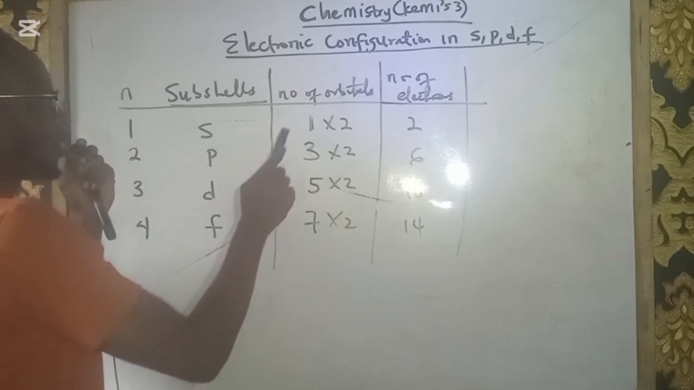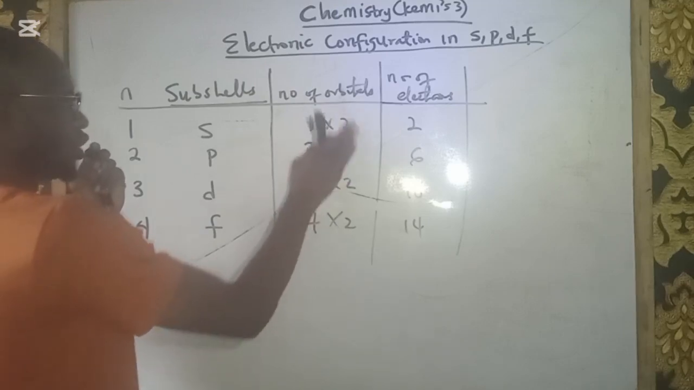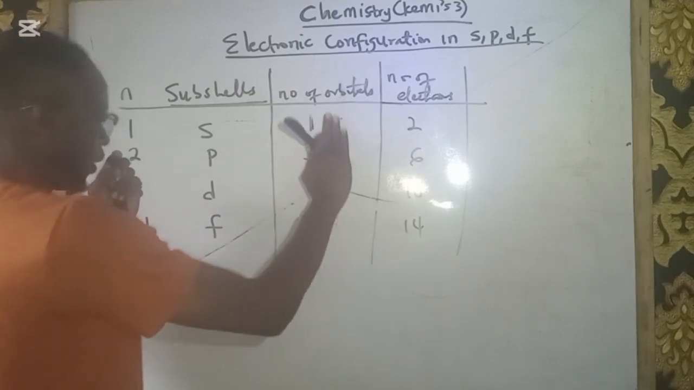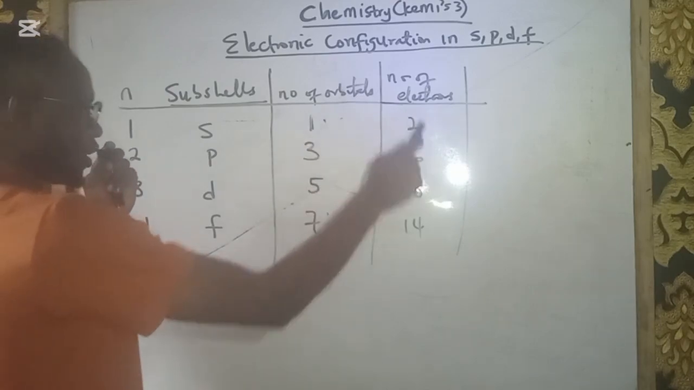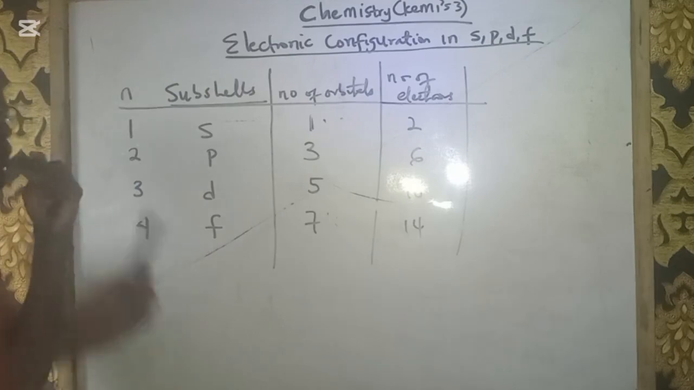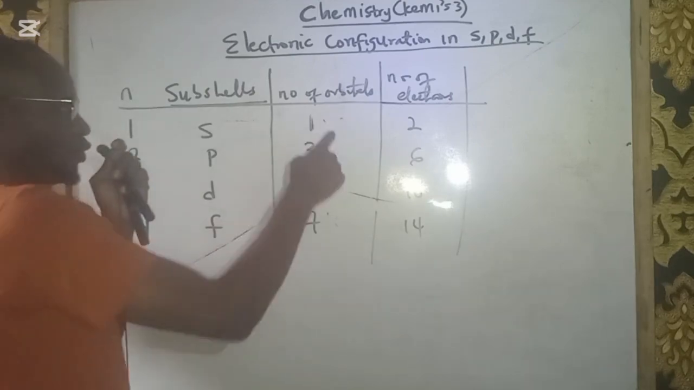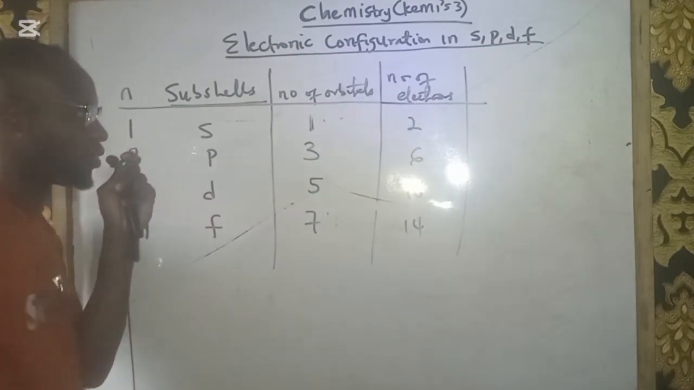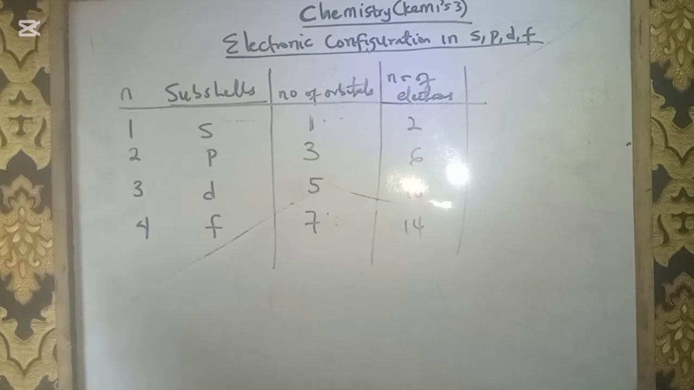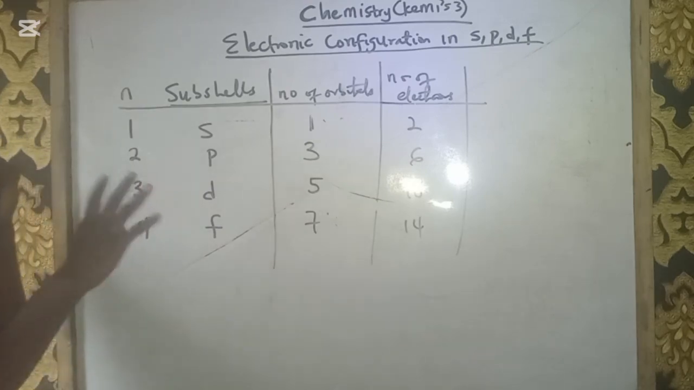The number of orbitals we have here are 1, 3, 5, 7. This 2 is not among them, please. I only use it to get the number of electrons, because the number of electrons per room is 2. That's why I have to multiply each of these by 2 to get the result here. So this is the introduction to this particular topic.